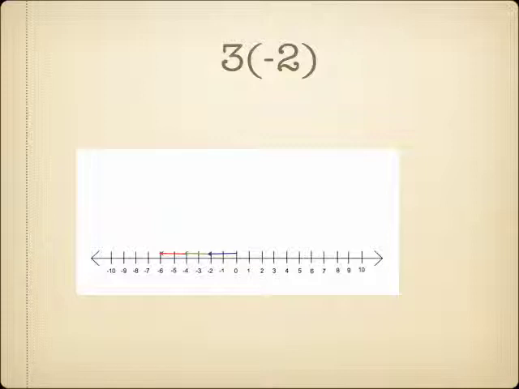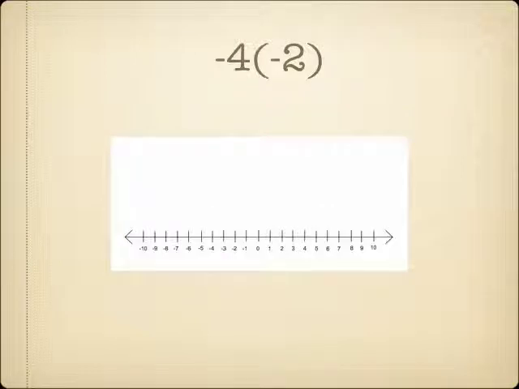So we started from 0, put 3 sets of -2, and -2 means you go to the left. And we have another multiplication problem, which I'm going to also teach you by the number line.